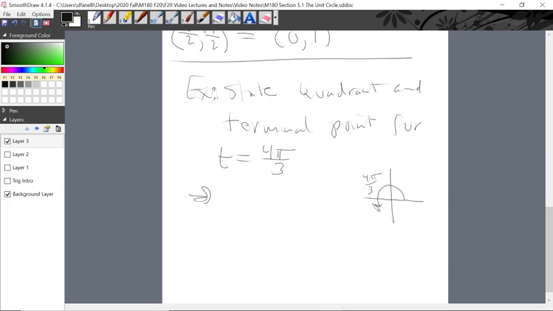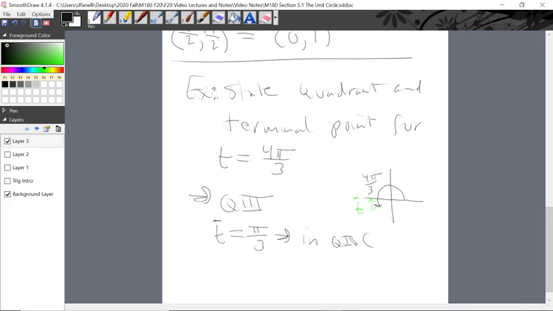We already did this. We said, well, if t is equal to 4 pi over 3, we found that that would terminate in quadrant 3, and the reference number for it was pi over 3. All right, and the reference number was found the shortest distance, the smallest distance back to the x-axis along the unit circle. Okay? Now, if the reference number is pi over 3, remember that that's associated with the coordinates in quadrant 1. What were the coordinates in quadrant 1 for t is equal to pi over 3?